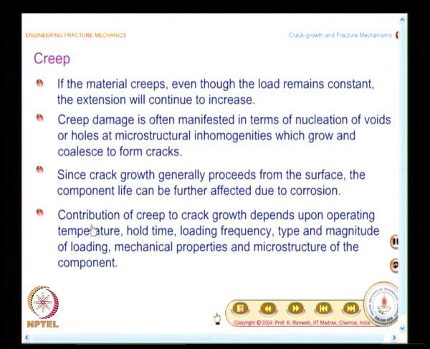As I mentioned earlier, operating temperature is very important, and many other aspects of the service condition contribute to creep. So, you have to look at the operating temperature, hold time, loading frequency, type and magnitude of loading, mechanical properties and microstructure of the component. So, when you find there are so many parameters that influence it, it also provides you a possibility to minimize crack growth by creep by addressing some of these intelligently. By understanding the process by which a creep crack grows, you try to minimize it.